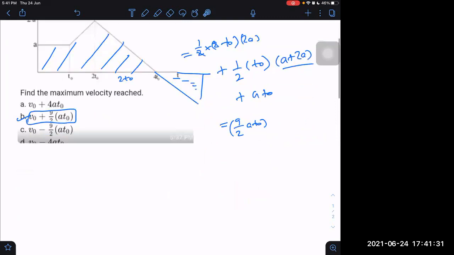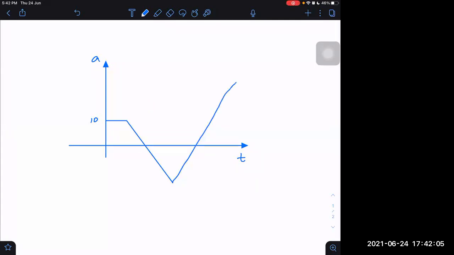And I think I can modify this question in two or three ways so that you will understand how to do such questions. One question I can ask you this way: again, an A versus T graph. Let us say the acceleration is 10 meter per second square up to a certain time, and then it increases, then decreases maybe, and increases back again.